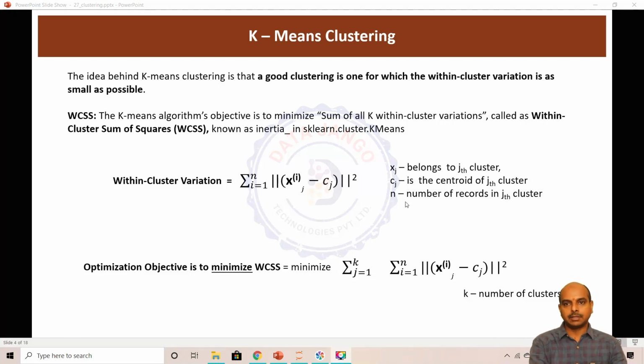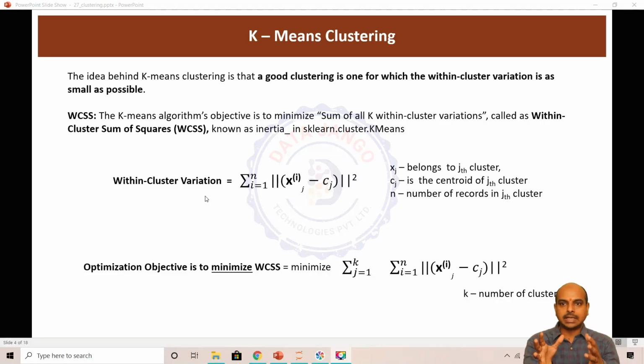That should be minimal. Initially, when the centroid is randomly chosen, this is going to be high. When the algorithm calculates the mean of all the data points within a cluster, chooses that as the centroid, calculates distances and reassigns the cluster numbers, the within cluster variation reduces, and at one point in time it stops reducing. That is the optimization objective.